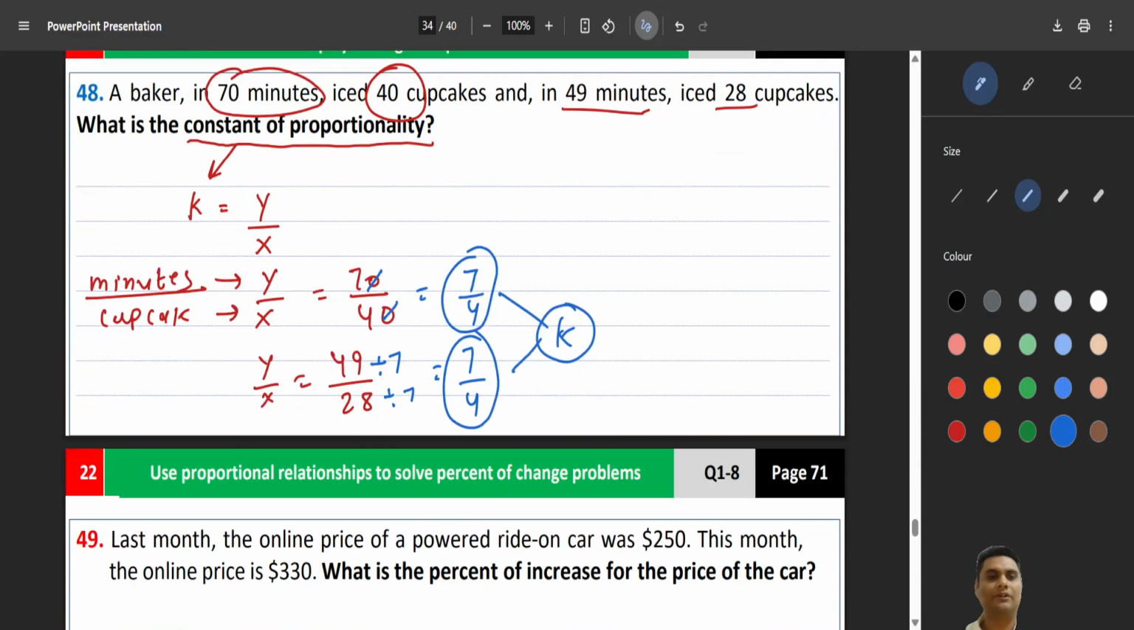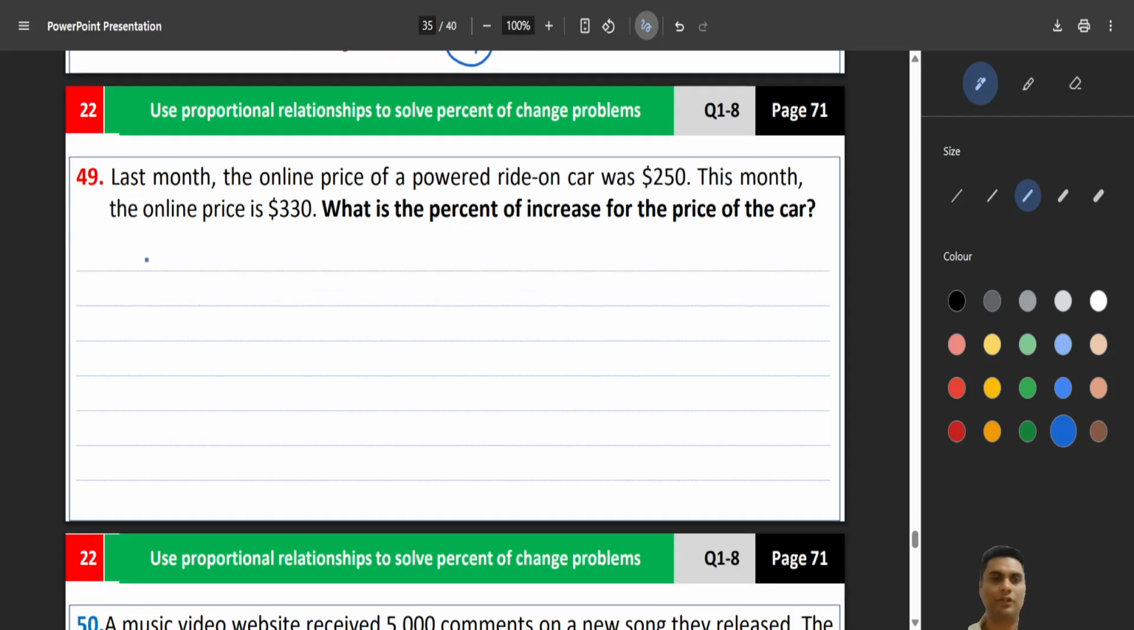Now let's come to question number 22. For question number 22, this will be based on percent of change. Percent of change. Okay, let me explain how. Let me take a small example here. Let's say in quiz 1, a boy got 10 marks out of 15. Okay, so he got 10 marks. In the second quiz, he got, let's say, 14 marks out of 15.